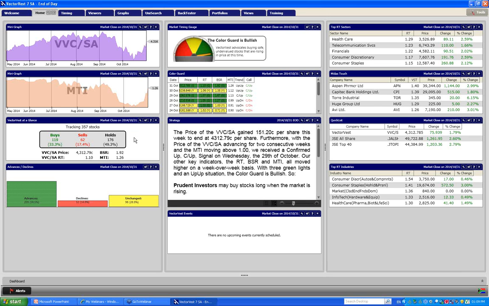If you want the UK database, then that's available. The Australian one's available, the Canadian one's available, the Indian one's available. There's a couple of others. The whole of Europe is available as well if you wish. First thing that we can see, ladies and gentlemen, is that in the 357 stocks that we're tracking, there's 119 of them rising and 62 of them selling.